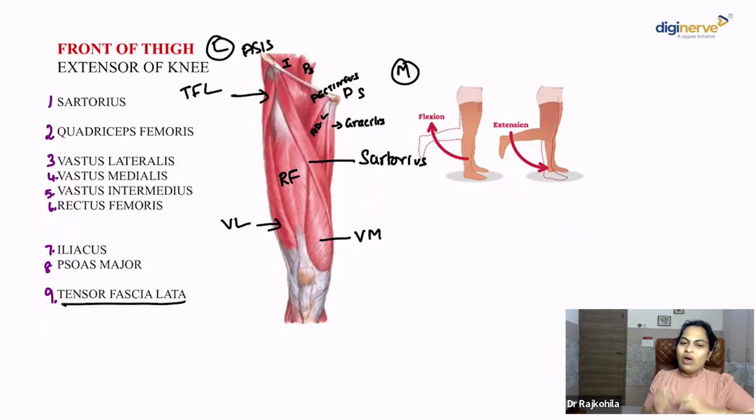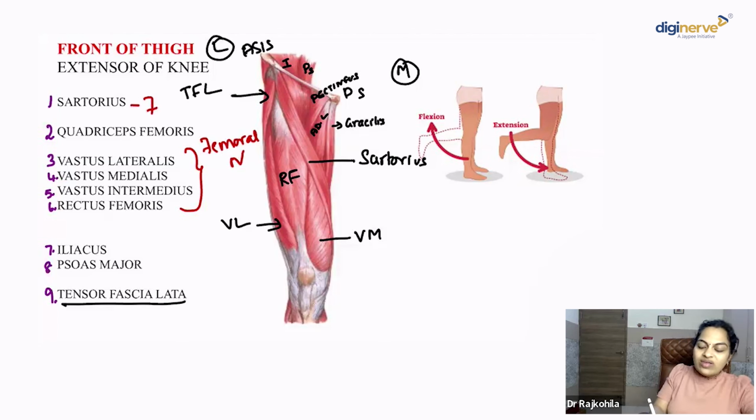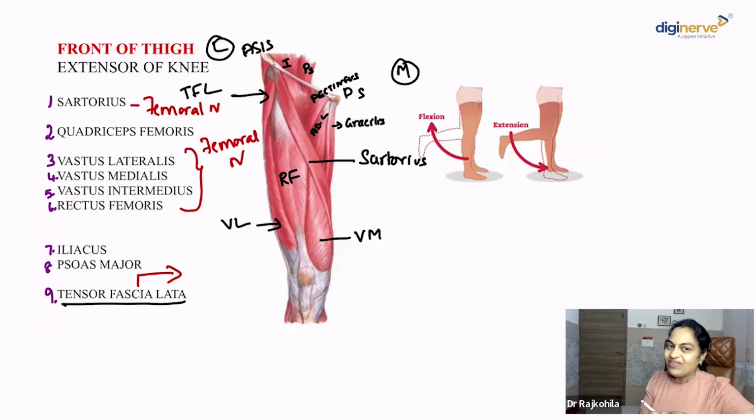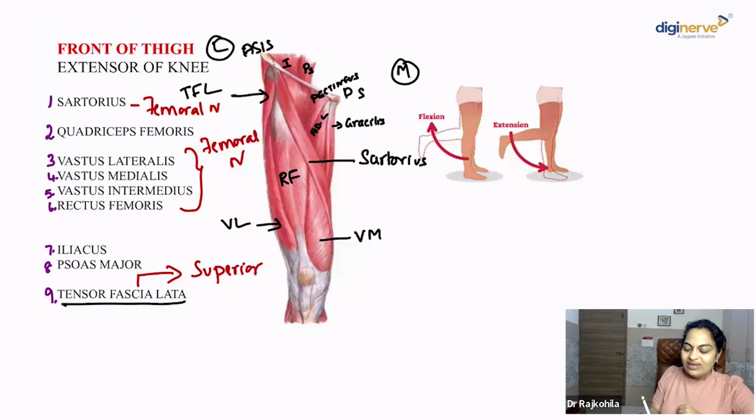Yes, now once you know the names of the muscles and you can identify them on the image, let's talk about the nerve supply. The quadriceps femoris, all the four, are innervated by the femoral nerve that lies in the front of the thigh. Also, the sartorius is innervated by the femoral nerve. Right. Now, the tensor fascia lata, any idea? What is the nerve innervating the tensor fascia lata? That's clinically important. Come on. It is the superior gluteal nerve that also innervates the gluteus medius and minimus muscles.